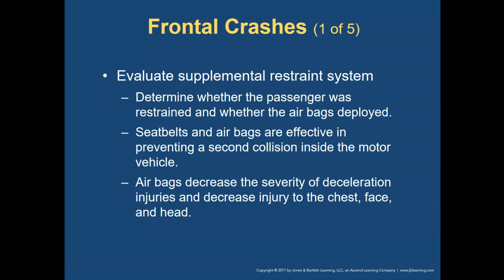So seat belts and airbags are most effective in preventing a second collision inside the motor vehicle. We talked about multiple collisions. So now we're talking about the car getting hit, but not the patient hitting the car from the inside, that second component of the crash. Seatbelts may decrease the severity of the third collision, and airbags decrease the severity of deceleration injuries and decrease injury to the chest, face, and head.